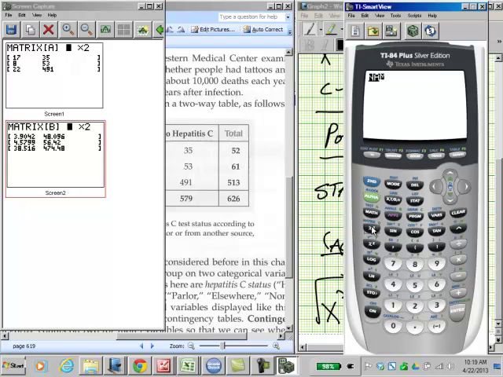So I'm going to do second inverse, A minus second inverse B 2. Okay, and I'm going to store it in matrix C. Second inverse 3 for C. Okay? A minus B and store it in C.